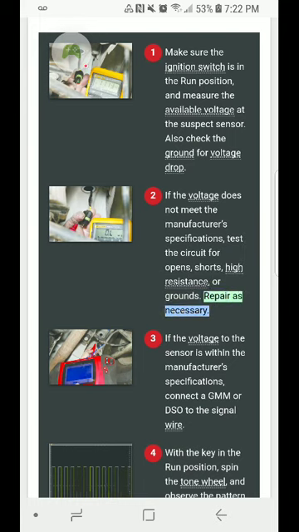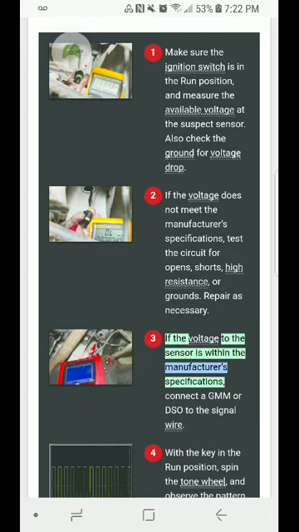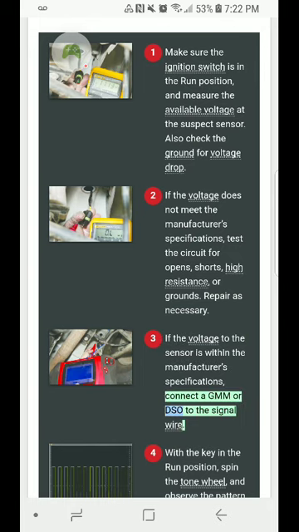Repair as necessary. 3. If the voltage to the sensor is within the manufacturer's specifications, connect a GMM or DSO to the signal wire. 4.